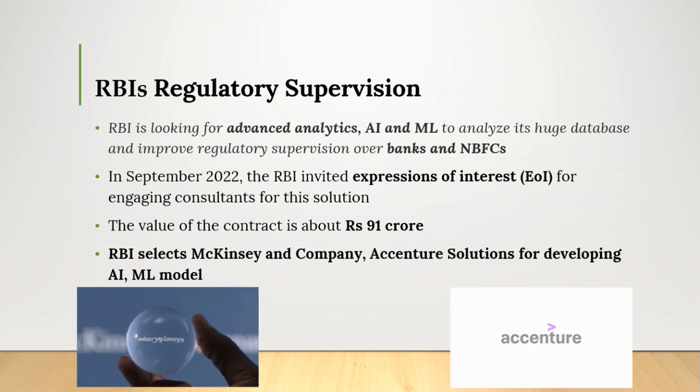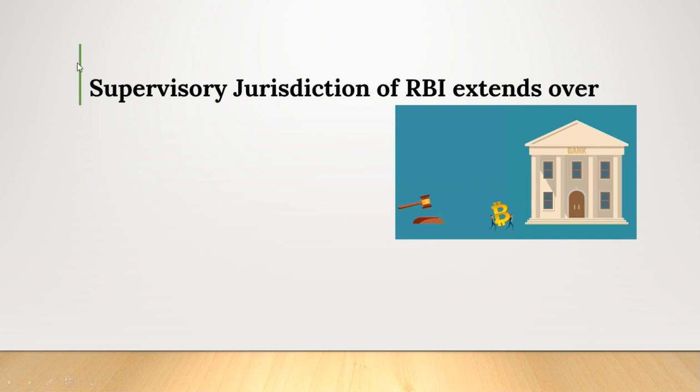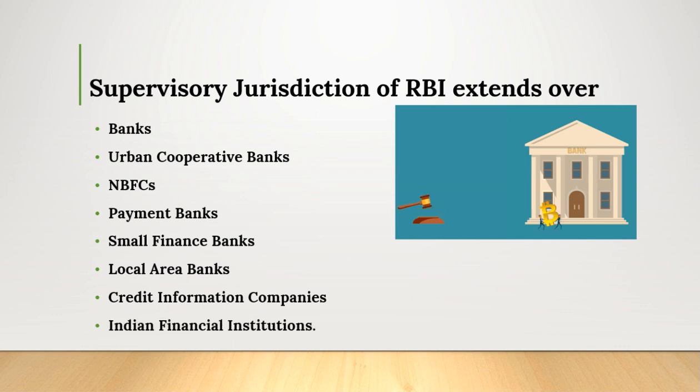Now the question arises: which financial institutions have to be regulated and supervised by RBI? You can see these are the different supervision jurisdictions of RBI. It extends over banks, urban cooperative banks, NBFCs, payment banks, small finance banks, local area banks, credit information companies, and Indian financial institutions. These are all the different financial institutions RBI has to regulate and supervise continuously.